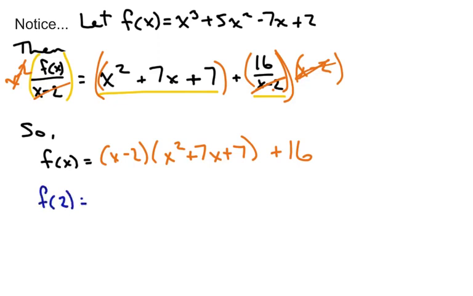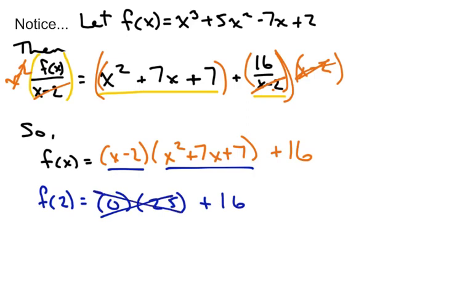of 2 is. Well, when I plug 2 in, this factor, 2 minus 2, turns into 0. This factor, 2 squared, that's 4 plus 14 plus 7, that's 25. Plus 16, our remainder. But it doesn't matter what that 25 was because I'm multiplied by 0. So that thing's going to be 0. And we see that f of 2 is equal to 16.